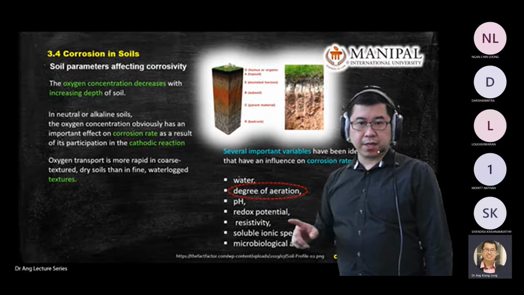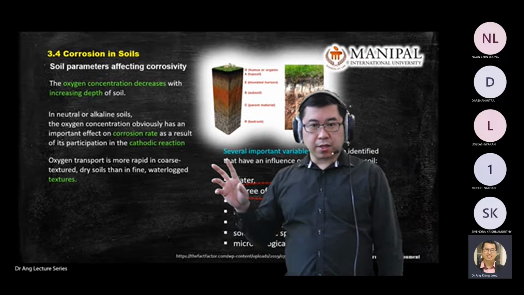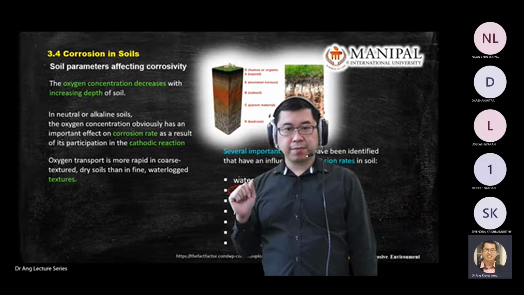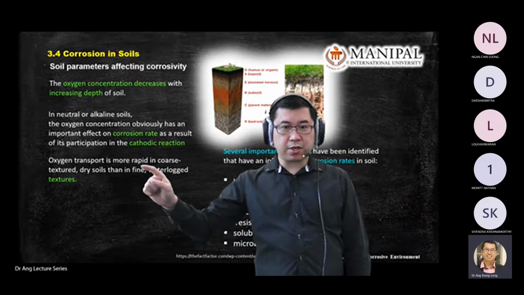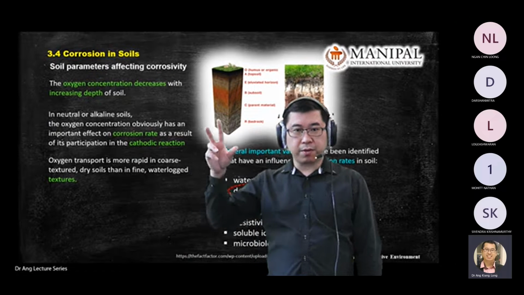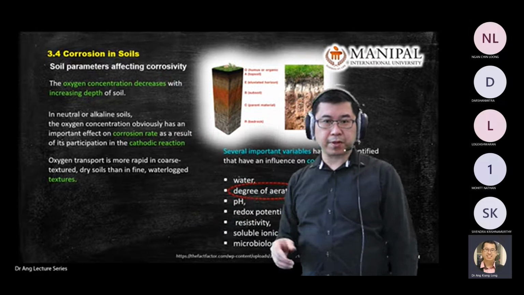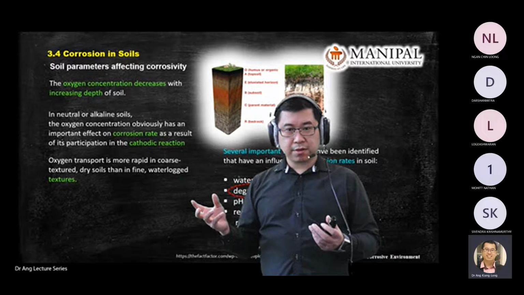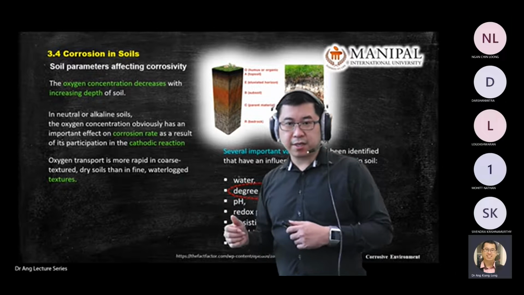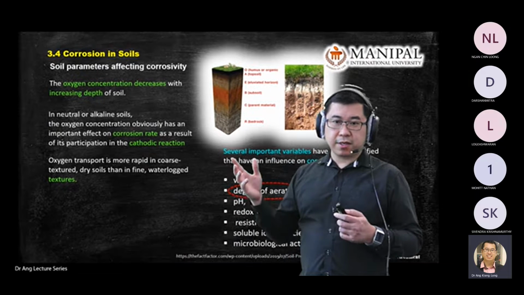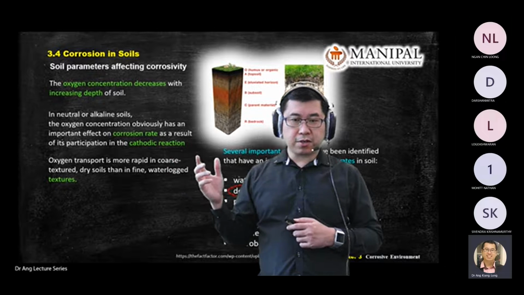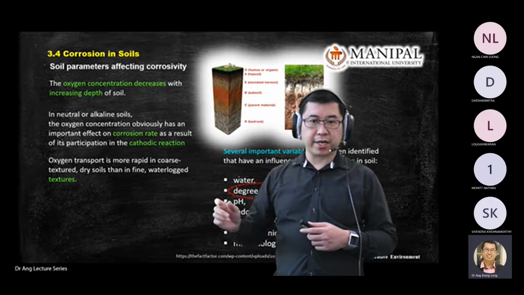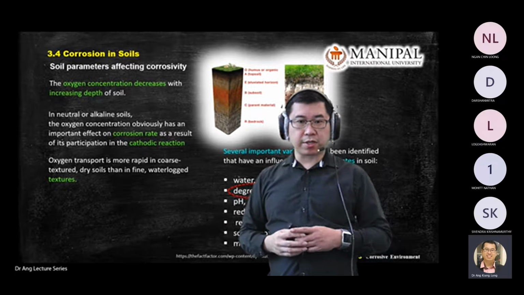The texture of your soil affects how oxygen is transported from one point to another. Imagine you have a coarse texture and clay. Coarse texture will transport oxygen more effectively compared to clay, right? Or a waterlogged texture.